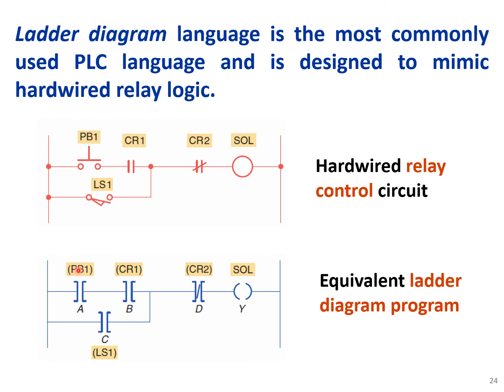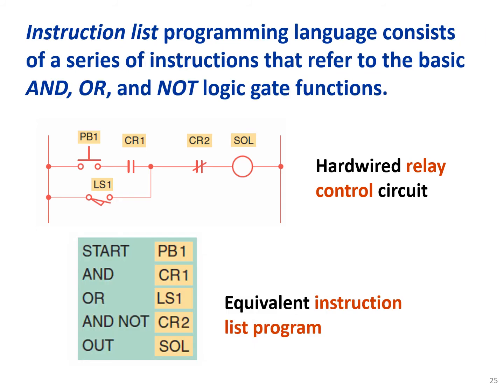So you see the tags are assigned to each contact and coil, and each of them has an address in the memory. Instruction list programming language consists of a series of instructions that refer to the basic AND, OR, and NOT logic gate functions.